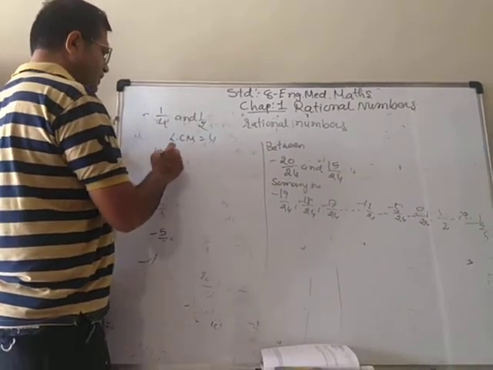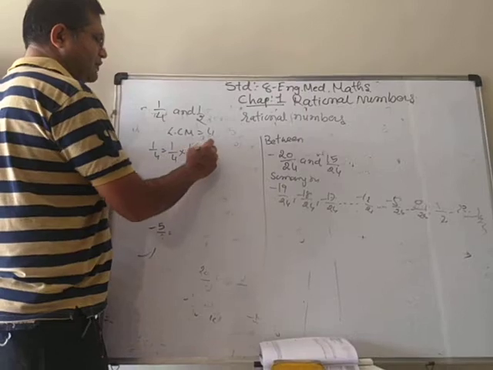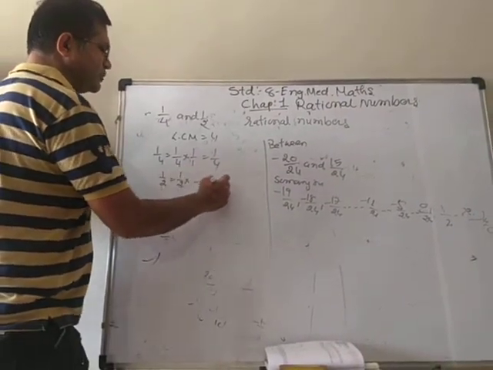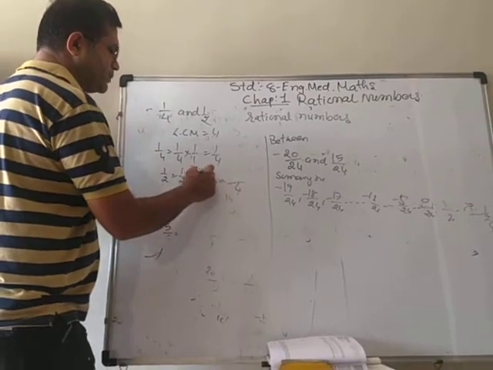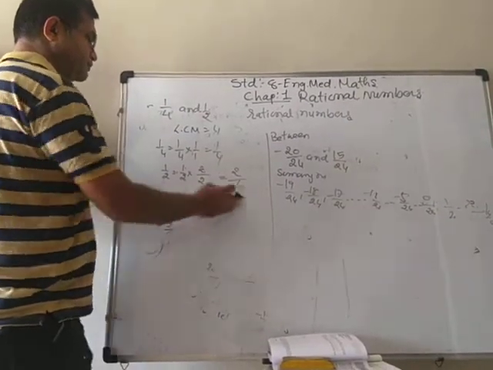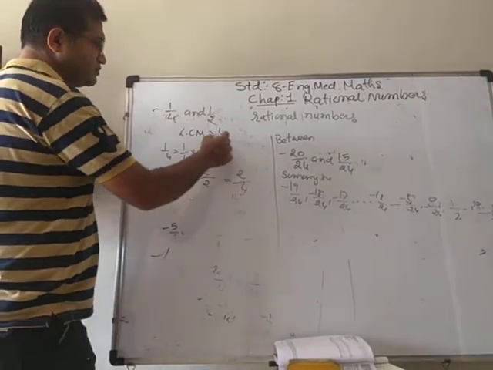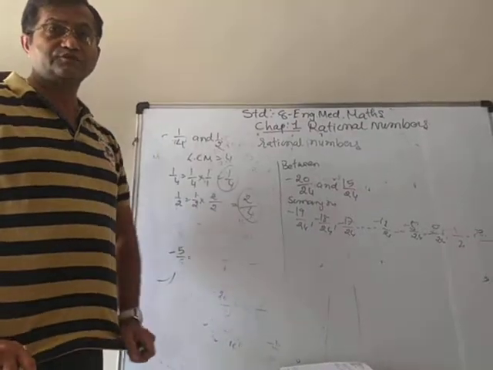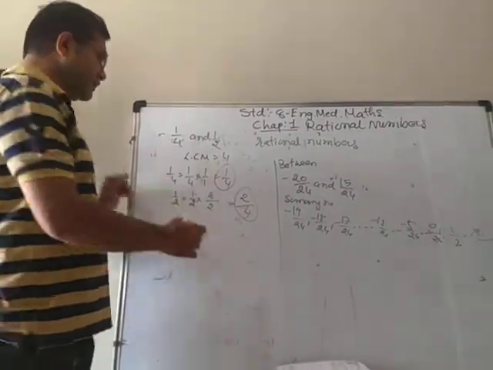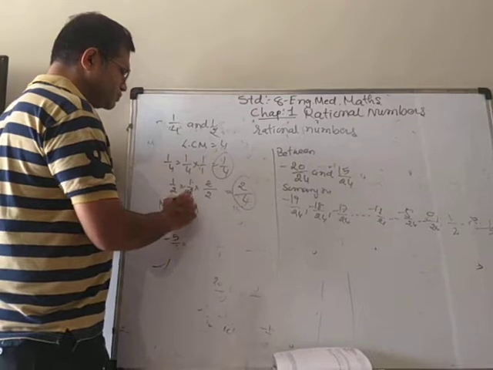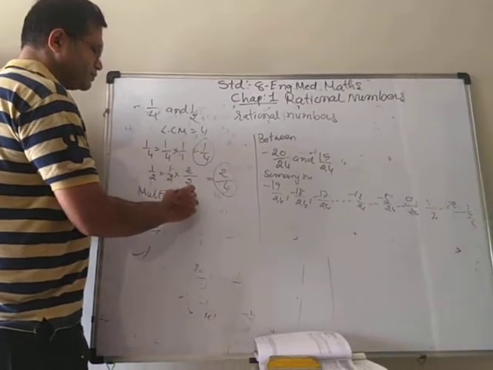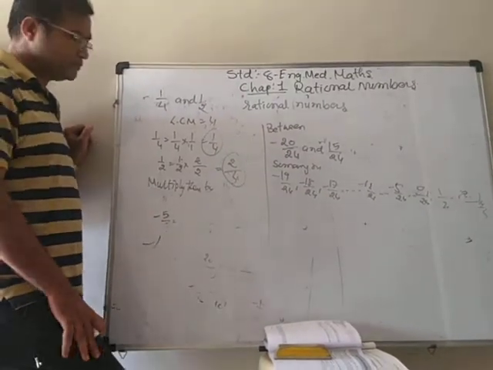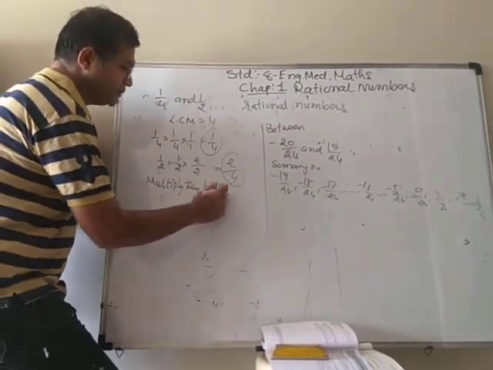So 1 by 4 is already 1 by 4. But 1 by 2 is equal to 1 by 2 multiplied by 2 by 2, which is 2 upon 4. But now you can see that between 1 by 4 and 2 by 4, it is difficult to find numbers. So now what will we do? We can multiply them by a bigger number. So take 10 and multiply them by 10 upon 10.